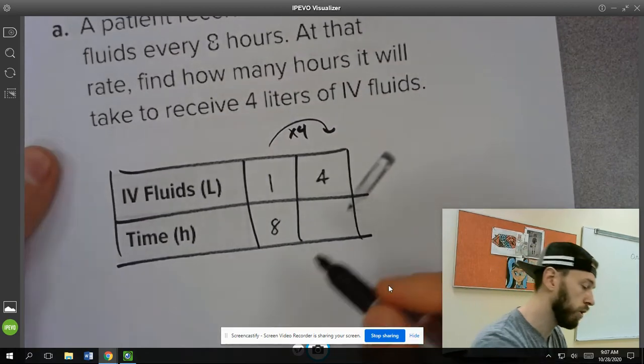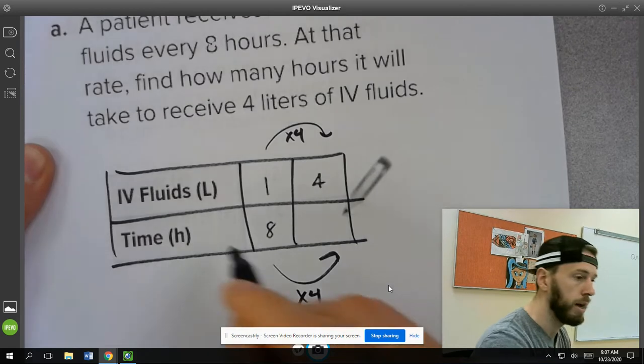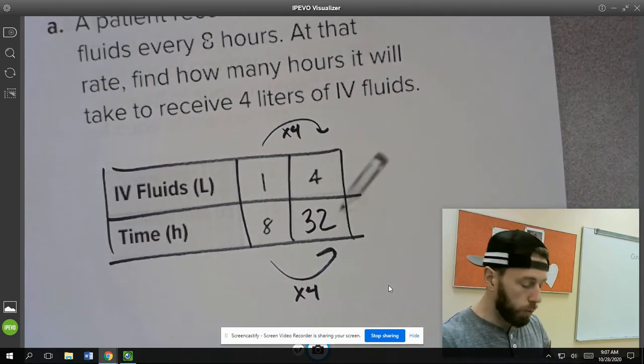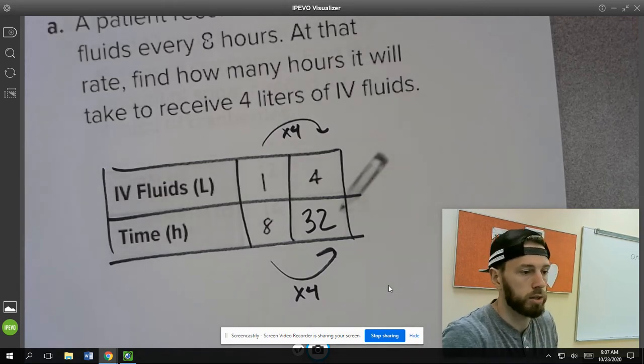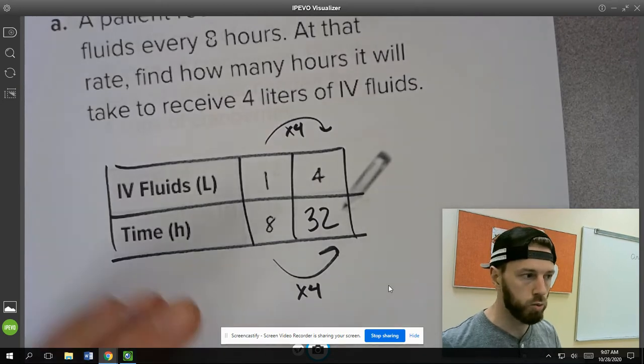And in order to keep the ratio equivalent, do the same thing to the bottom. Multiply that by 4. And 8 times 4 is 32. So we could say that for 4 liters of IV fluids, it would take 32 hours, right? If you were given 1 liter every 8 hours. And you continue this process on. You could make this table longer and figure out whatever number you wanted to.